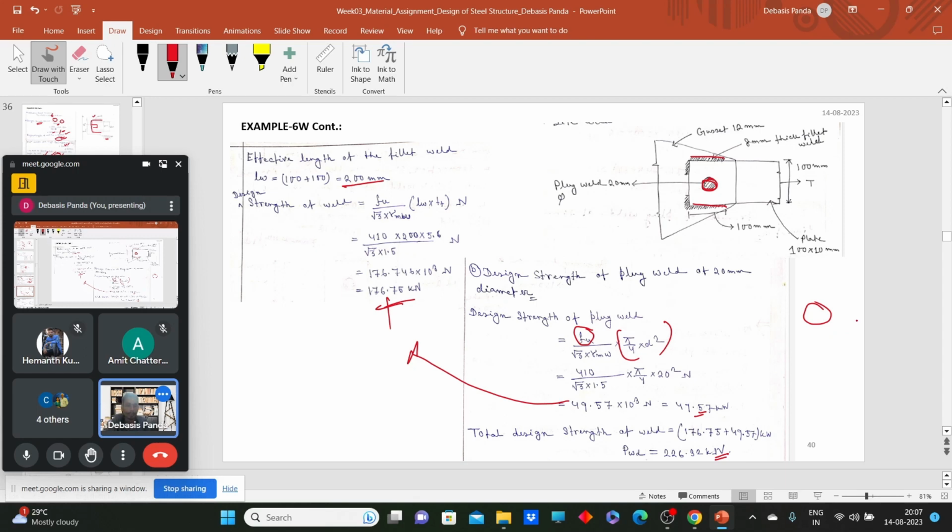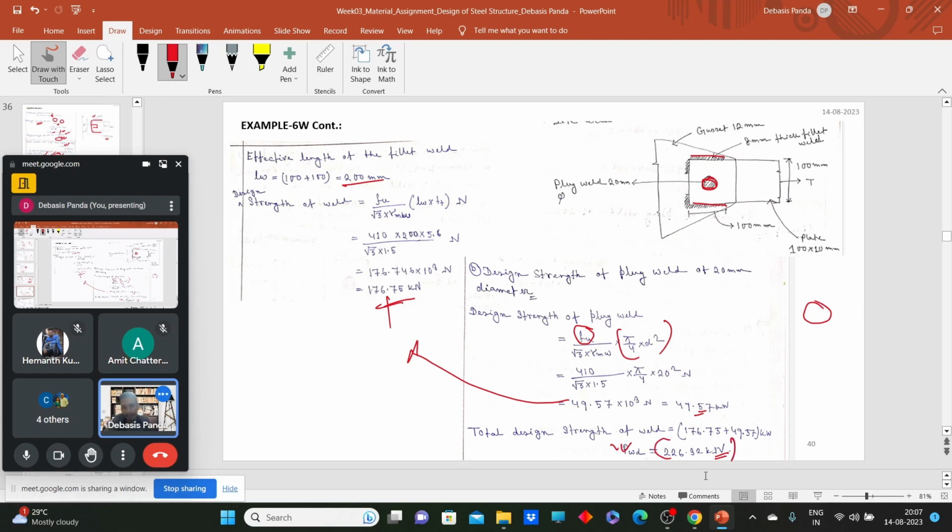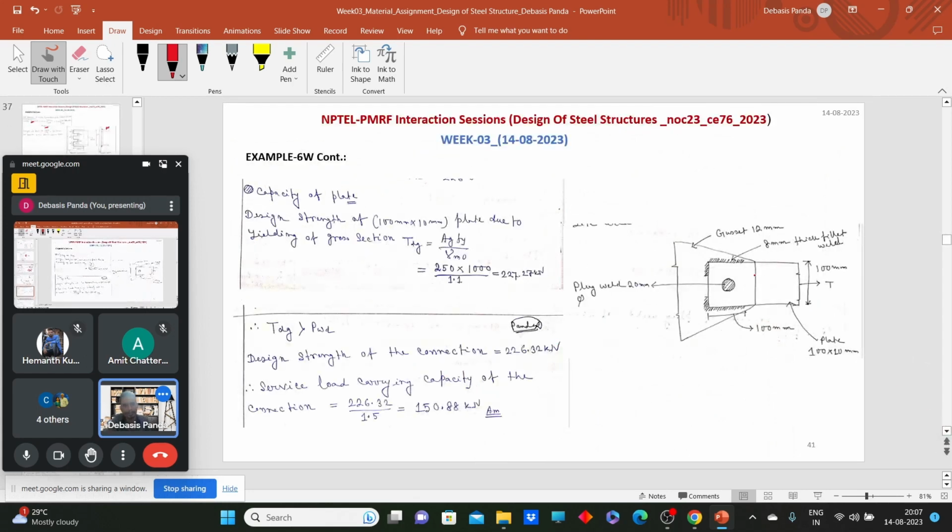Now you cannot say that this is the design strength the joint can safely carry. One more thing you have to check, and that is the strength of the plate. The strength of the plate may be less or more than this. What should be the strength of this joint? The minimum of the strength of the plate and the strength of the weld. The strength of the weld we have found. What should be the strength of the plate? Obviously there is no hole, since the plug is within the weld zone and completely filled with the plug weld. So only yielding will be the failure criterion. So what will be the strength of the plate?